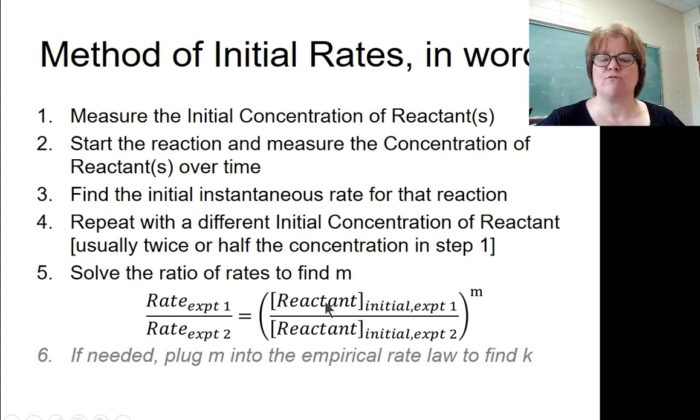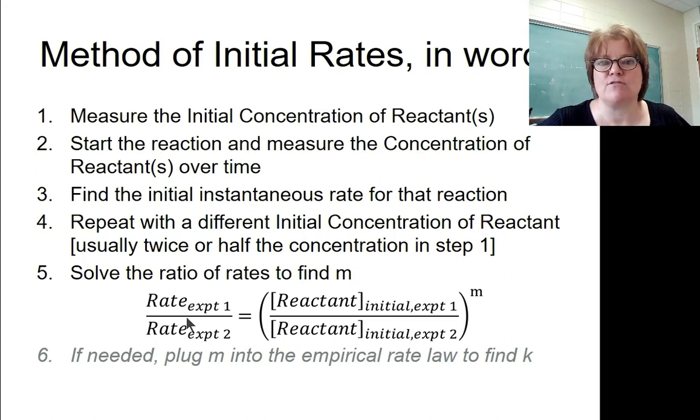Then I solve the ratio of rates for m. Again, if the concentration ratio is 2, then the rate ratio is going to be 2 to some m. So either this rate ratio would be 1 if m is 0, or it's going to be 2, or it's going to be 4, or 2 to the 3 would be 8, right?